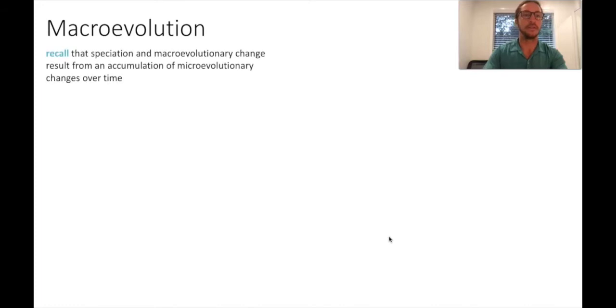We're now talking about macroevolution, and the goal is to recall that speciation and macroevolutionary change results from an accumulation of microevolutionary changes over time. To recall means to remember, to present remembered ideas, facts, or experiences, to bring something back into thought, attention, or into one's mind. So the purpose of this part of the video is really just to go over some definitions together.